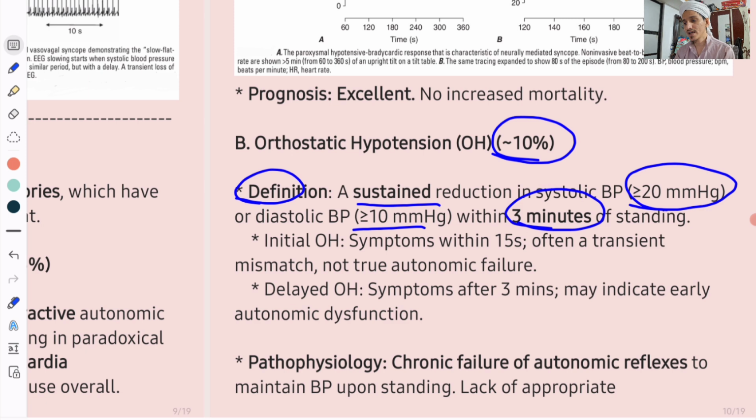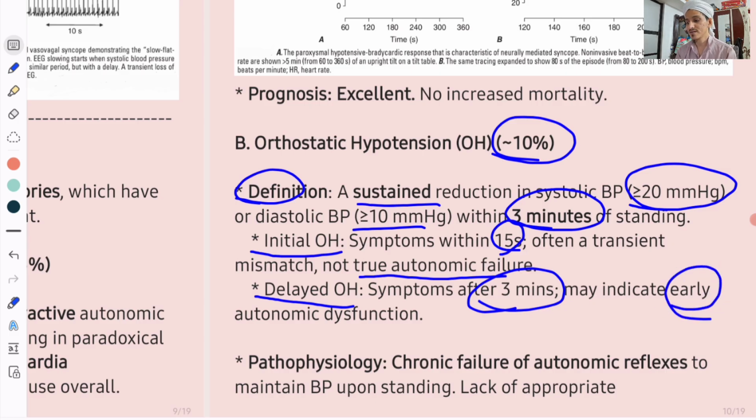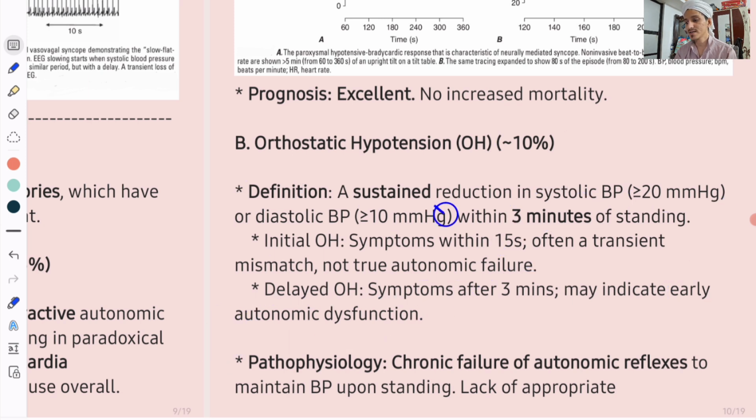That is orthostatic hypotension. Now you can divide it as initial orthostatic hypotension and delayed orthostatic hypotension, as we have discussed in that diagram. Initial is within 15 seconds, very early, a very transient mismatch, and it is not due to autonomic failure. Persistent symptoms occurring after 3 minutes of the tilt table test indicate early autonomic dysfunction. Symptoms which occur more than 3 minutes after standing are an early sign of autonomic dysfunction. This is a very important point.